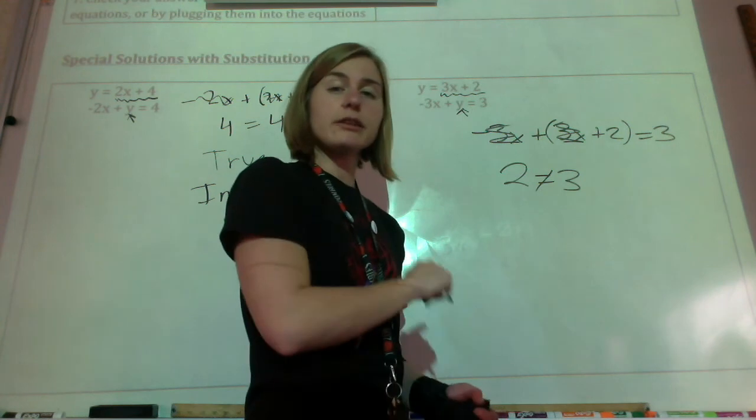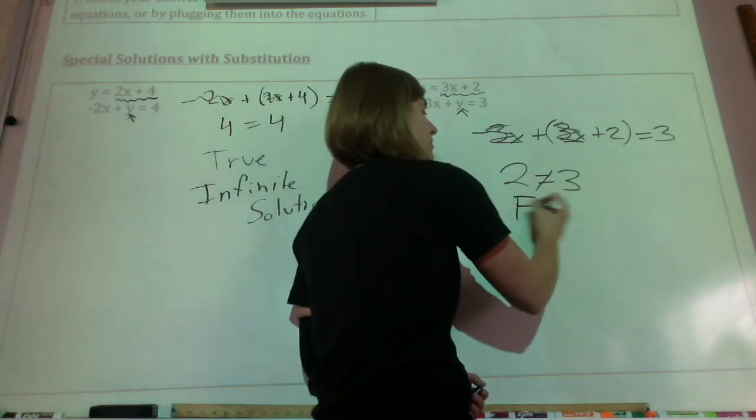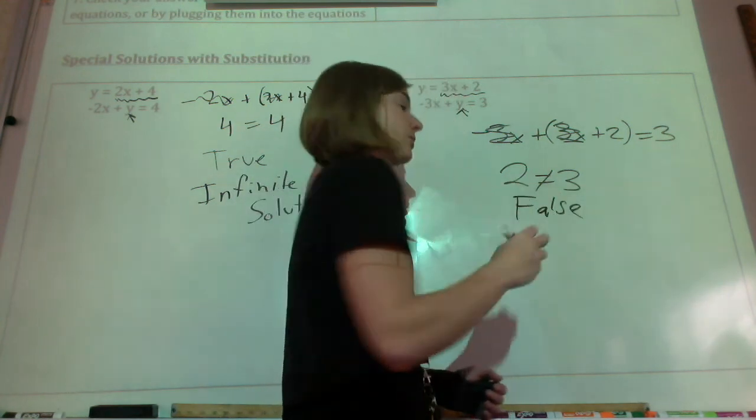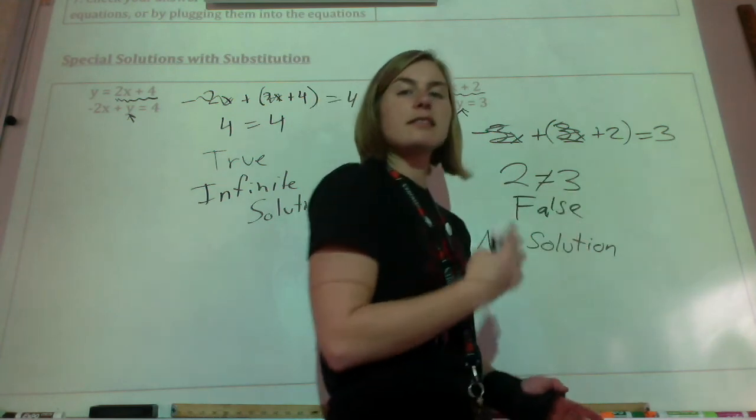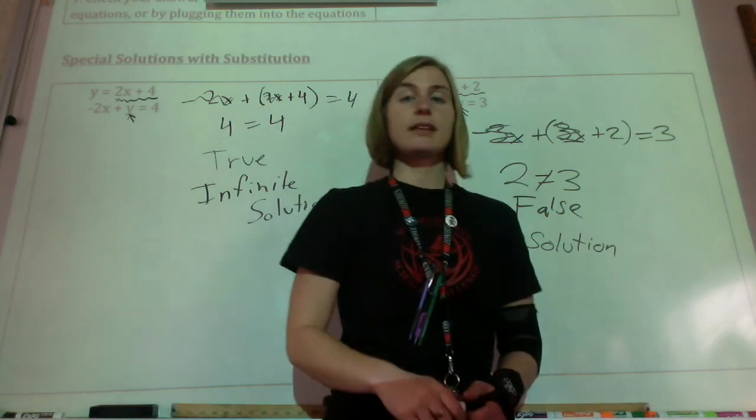So just like in our linear equations, if you end up with something that's false, then it's a no solution. Now I come up with something false, which means it's a no solution, which means that these lines should be parallel. And that's it for this lesson.